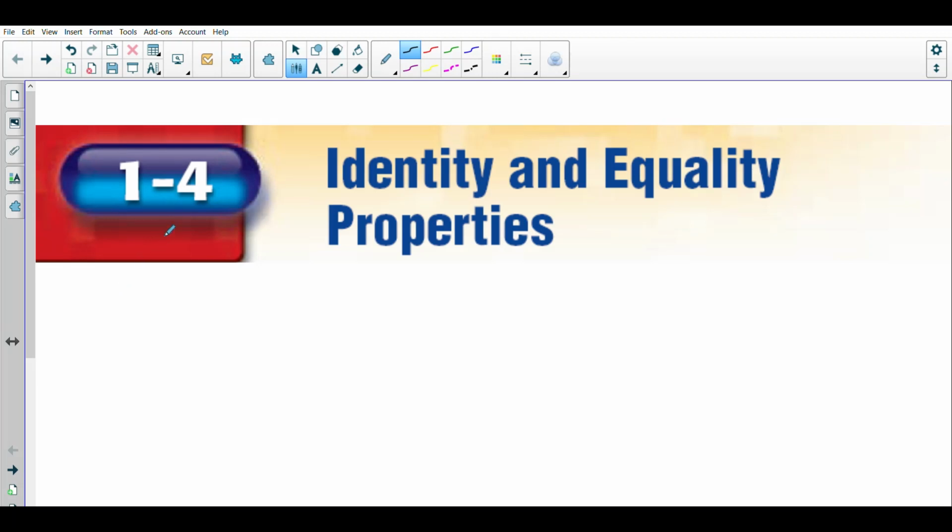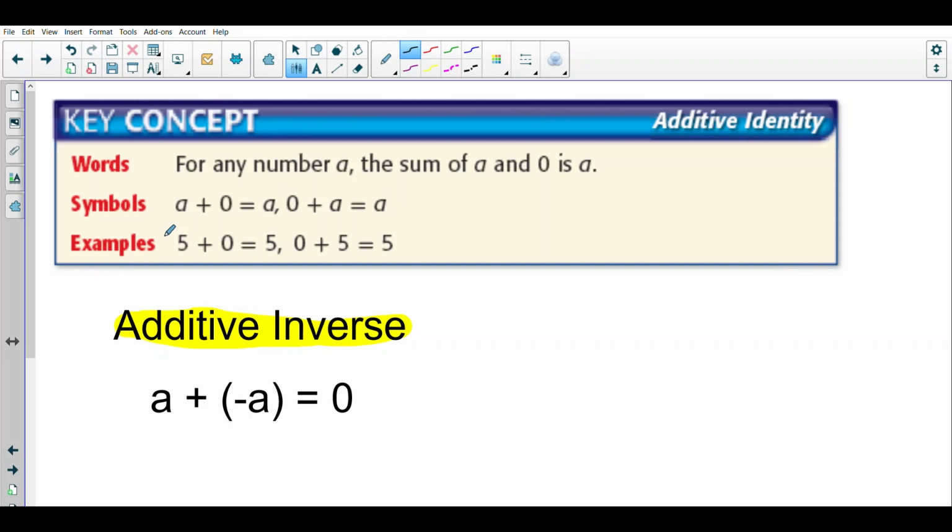In today's video, we're going to look at section 1-4, identity and equality properties. In this section, we learn how different things happen in math that make it easier to identify what's actually going on. The first things we're going to look at are the additive identity and the additive inverse.